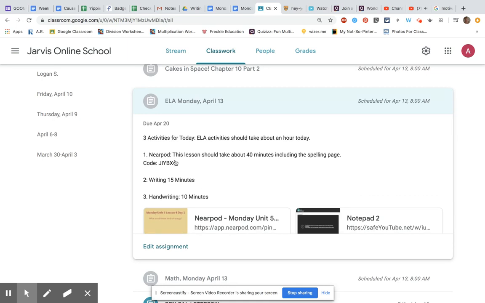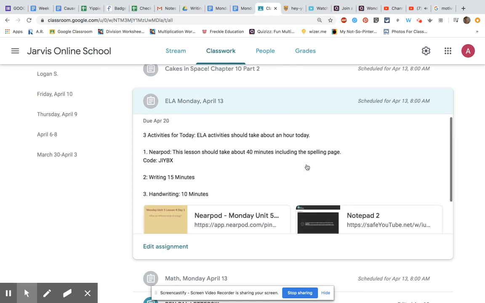First things first, you'll go through your Nearpod lesson. This should take you about 40 to 45 minutes, including the spelling page, which I need to add on here. I'm glad I checked this. And here is your Nearpod code.